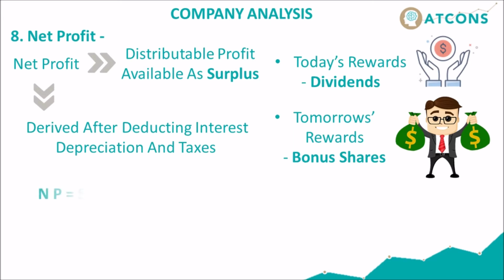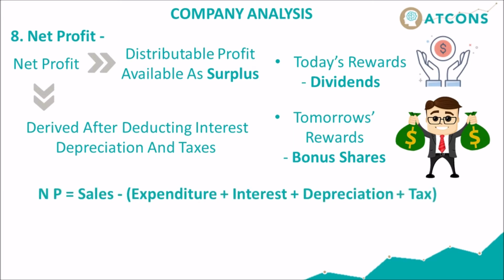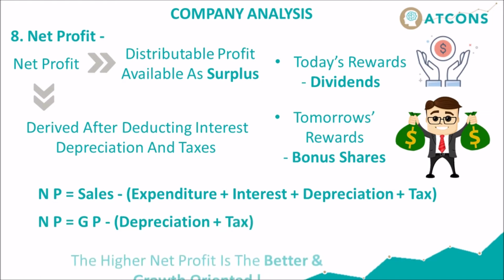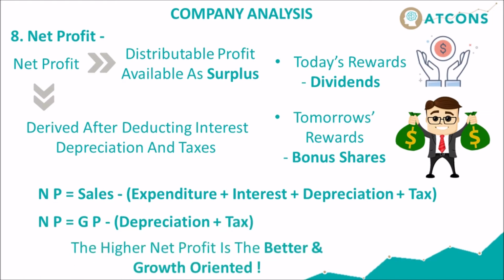Net profit is the profit derived after deducting interest, depreciation, and taxes. NP is equal to sales minus expenditure plus interest plus depreciation plus tax. NP is equal to GP minus depreciation plus tax. The higher the net profit, the better and more growth oriented.